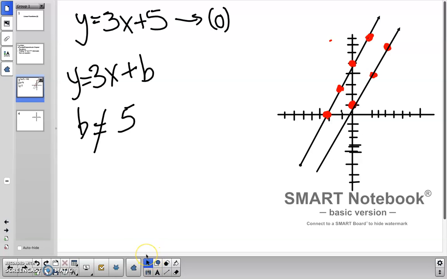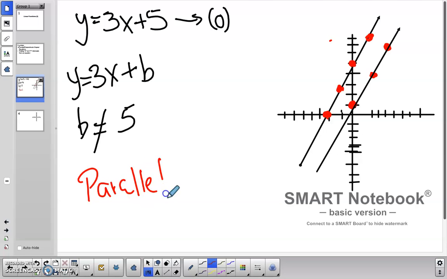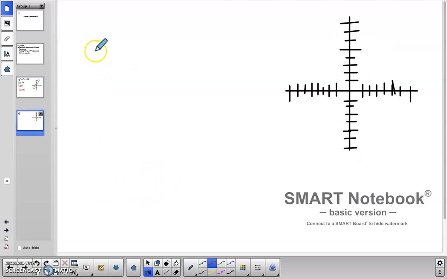All you need to remember is that it has the same slope, but a different y-intercept. And that y-intercept cannot be equal to the y-intercept of the original equation. Okay? So I'm going to write here that this was for parallel. Now let's take a look at the perpendicular.